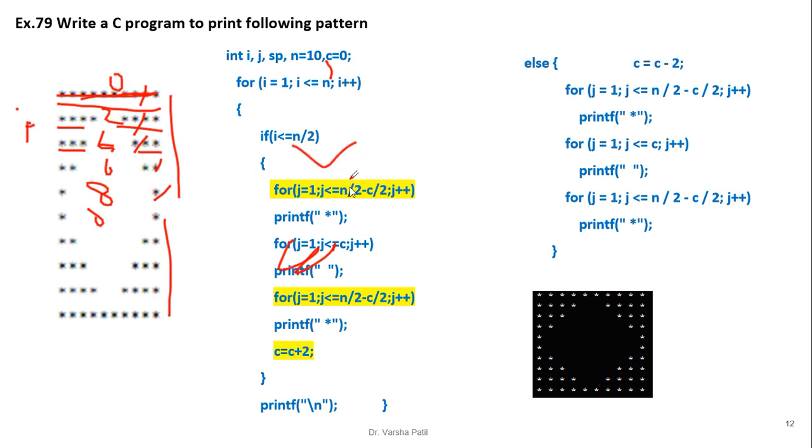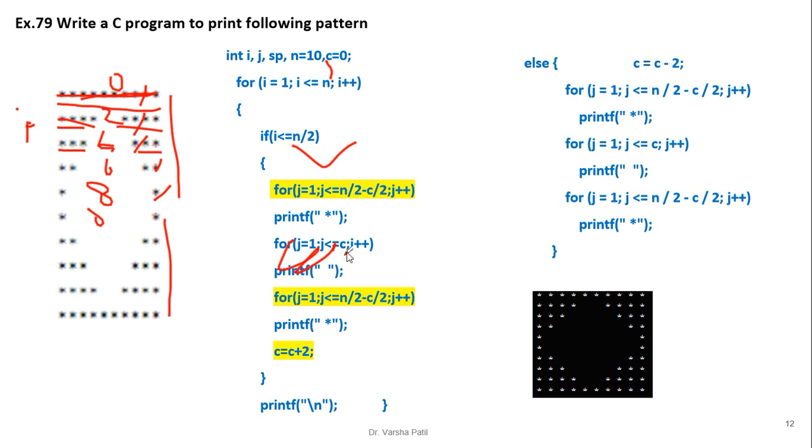This loop satisfies. Now n by 2, 5 minus c by 2. See, c is nothing but 2. Initially it was 0, now it is 2. 2 by 2 is 1, so it will go for 4 times. For j equal to 1, i is less than or equal to 5 minus 1, 4 times. See, 4 times star printed.